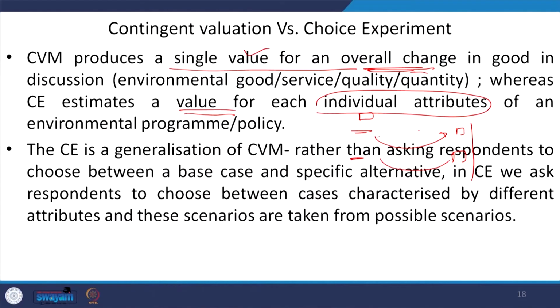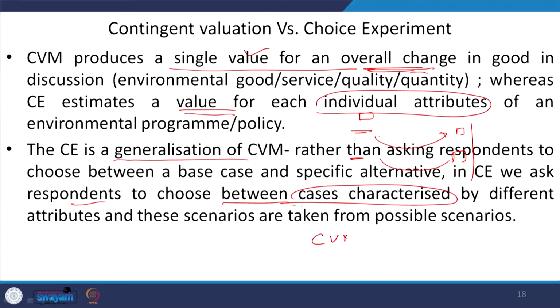And moreover, choice experiment is a kind of generalization of the contingent valuation method. Rather than asking the respondents to choose between the base case, that is the status quo, and a specific alternative, in choice experiment we are asking the respondents to choose between multiple cases, not just two alternatives. In CVM, we only have two alternatives: one is your baseline, the original or status quo scenario that exists, and the second one is the single alternative under discussion.